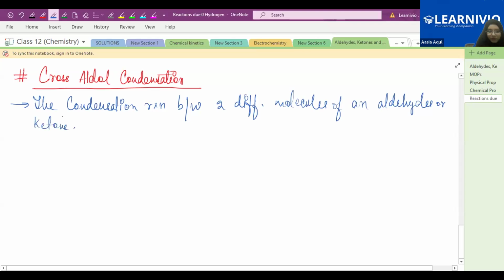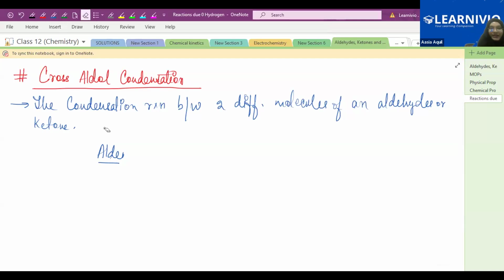Now, this condensation is basically between two different aldehydes or two different carbonyl compounds. It can be between aldehydes, but both the aldehydes should be different. If you are taking one formaldehyde, the other molecule you will take should be different from formaldehyde. Reactions can be between two different aldehydes, between two different ketones, or between one aldehyde and a ketone. So that is the cross aldol. Both the molecules should not be the same. If they are the same, then it is not known as cross aldol. It will be called self aldol condensation.